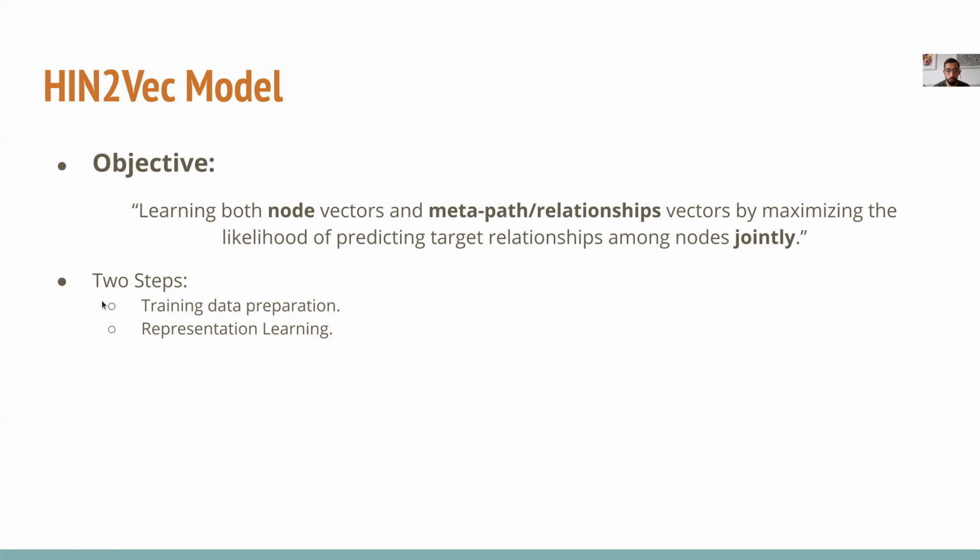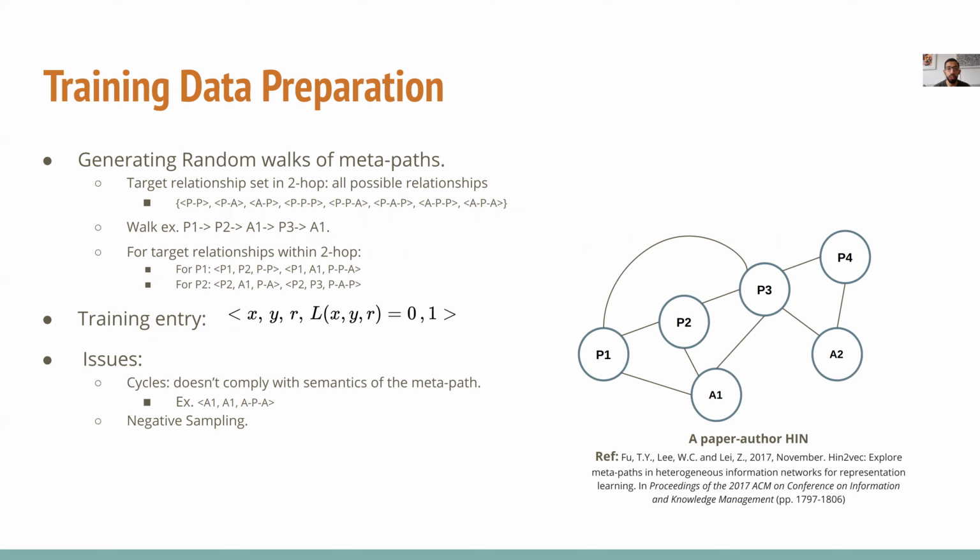To do that, there are two steps we'll go through in this paper. The first step is to prepare the training data, which means extract all the meta paths and then put them in the right format. Once we have this training data, we apply the representation learning model itself to produce the embedding of the graph, the embedding we mentioned earlier. So first, how to prepare the training data.